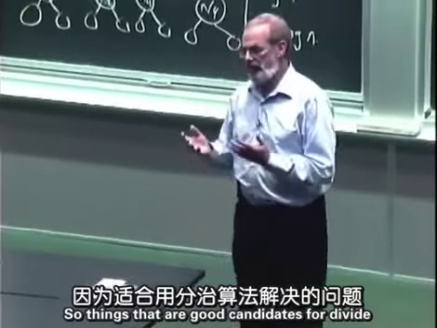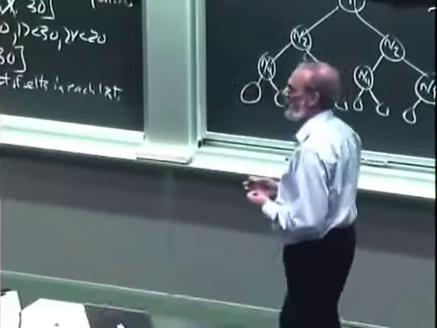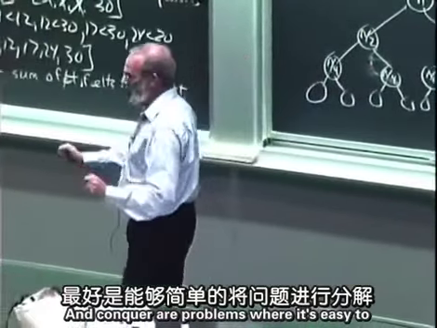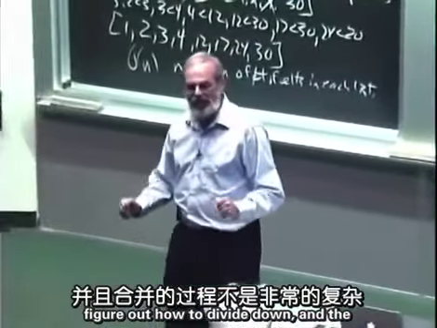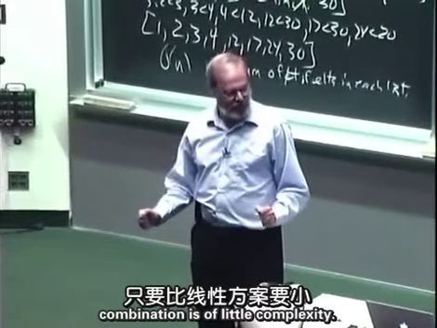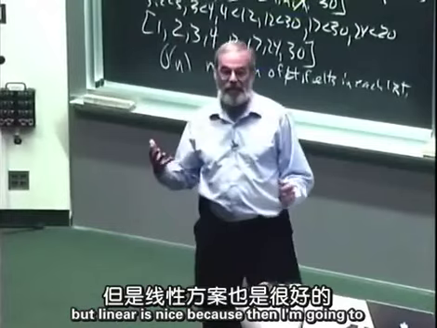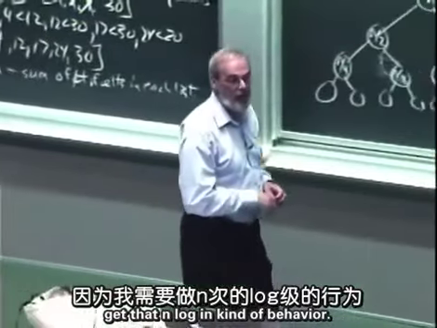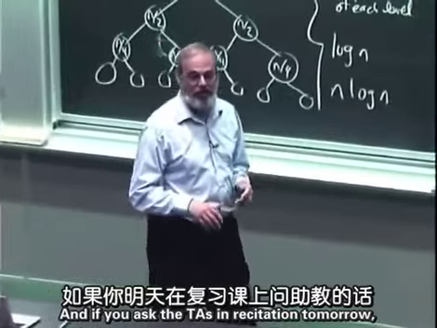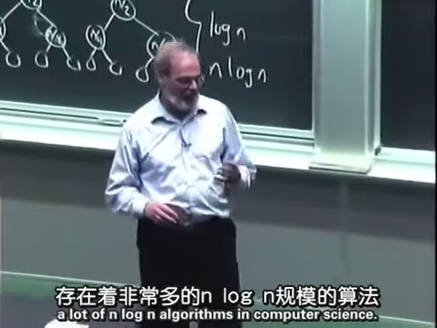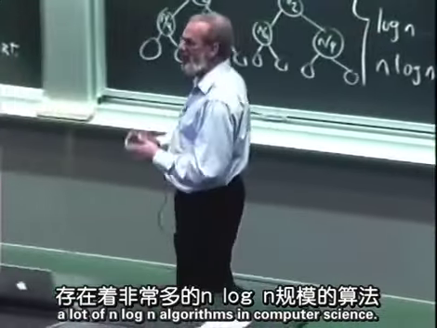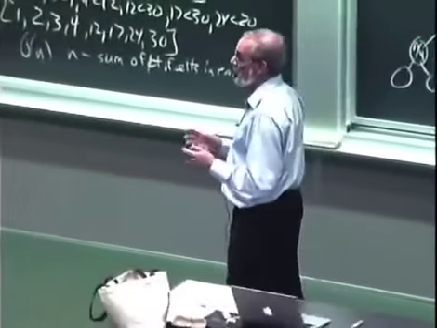So things that are good candidates for divide and conquer are problems where it's easy to figure out how to divide down, and the combination is of a low complexity. It'd be nice if it was less than linear, but linear is nice because then I'm going to get that n log n kind of behavior. And if you ask the TAs in recitation tomorrow, they'll tell you that you see a lot of n log n algorithms in computer science. It's a very common class of algorithm, and it's a very useful one to have.